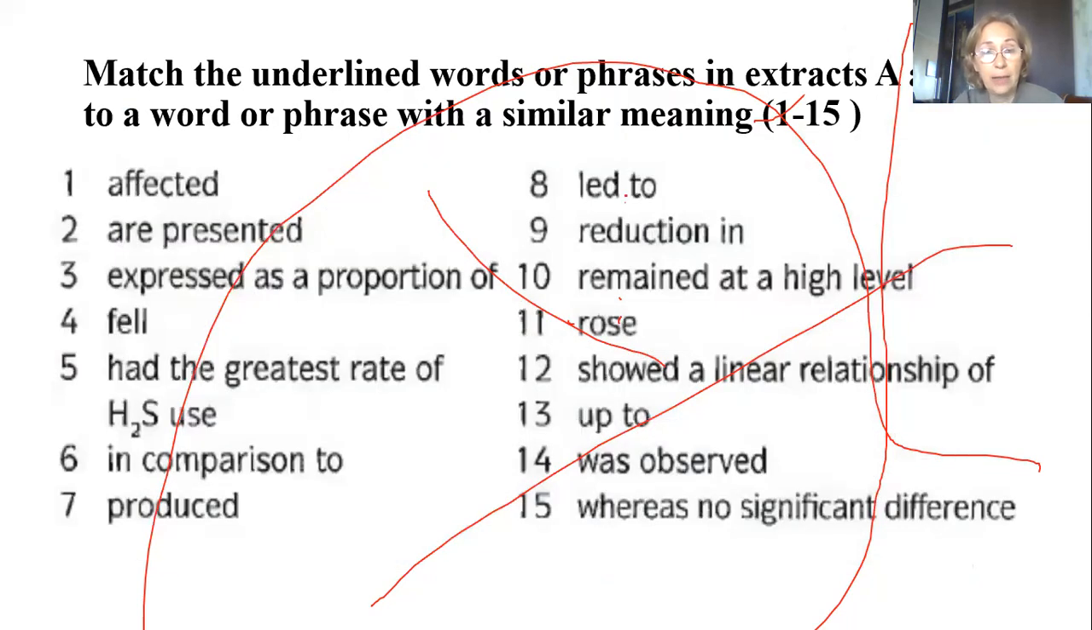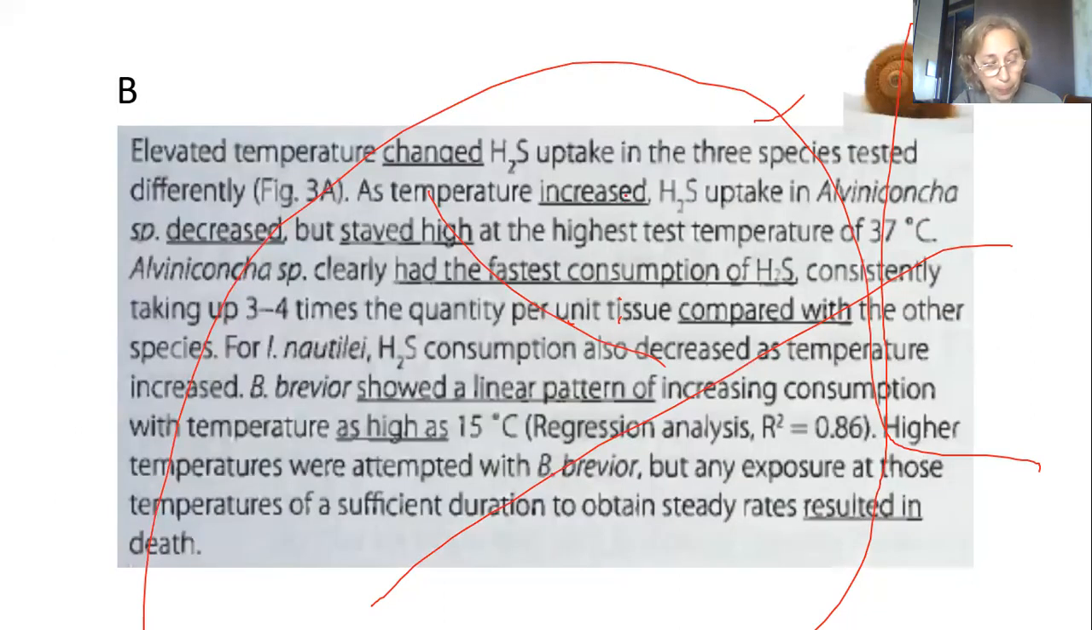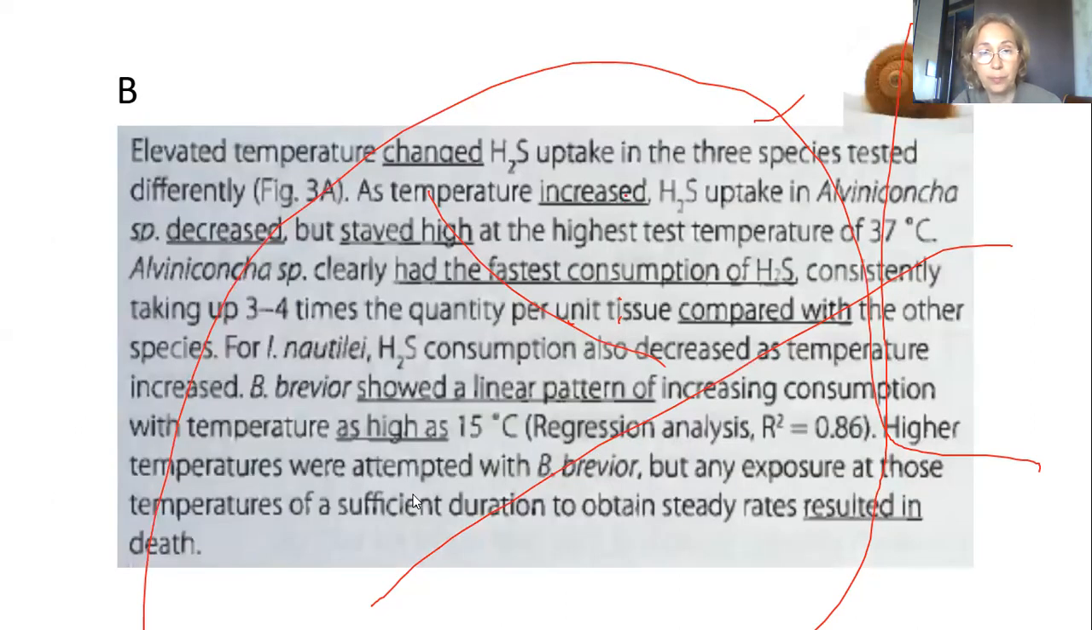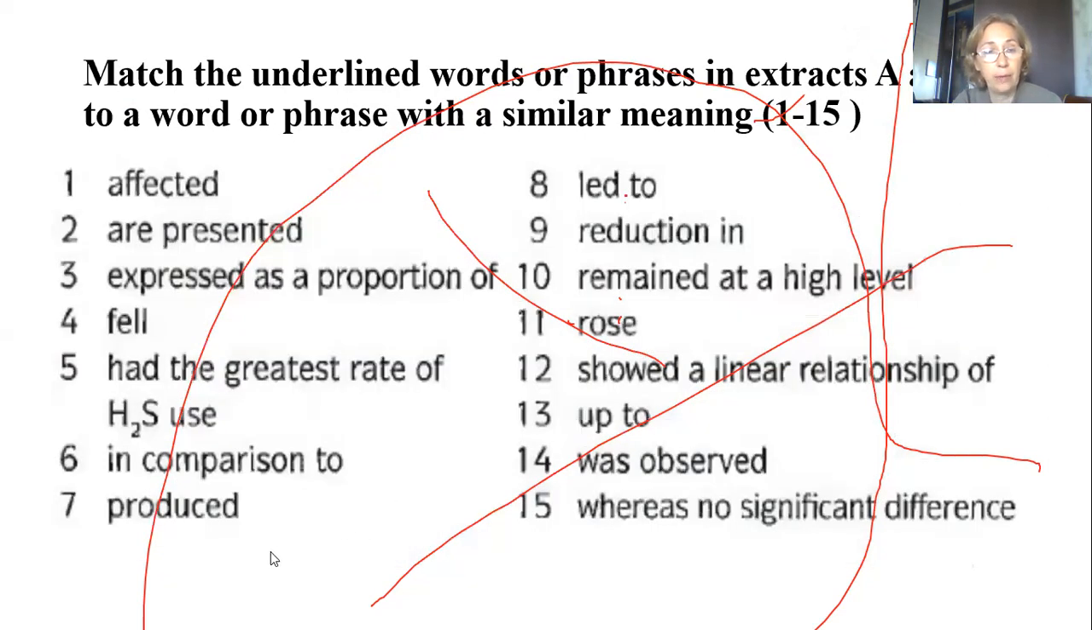So the next, number 5, is had the greatest rate of H2S use. Increased or the greatest rate. Fastest? Here it is: had the fastest consumption of H2S, the highest consumption of this substance. Okay. So has the greatest consumption or had the greatest rate. Number 6, in comparison to, compared with. The same word, but with a different preposition, maybe a different structure of phrase or sentence. Okay, then produced.